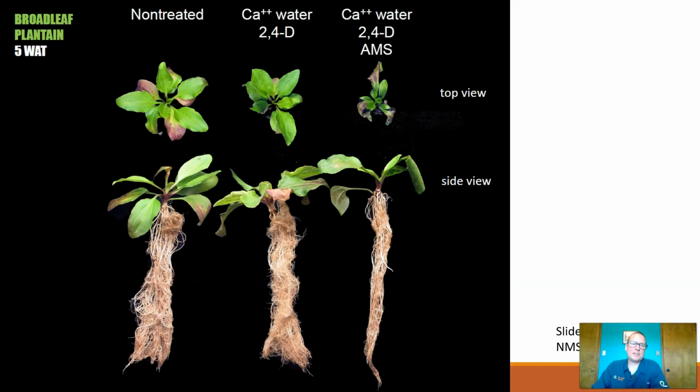Just for a quick example of what it looks like if you do or don't account for hard water, this is some broadleaf plantain. The left one is not treated at all, so it grew just fine. The middle one was treated with 2,4-D that was mixed with hard water, and it grew just as fine. The cations in the hard water bound with the acid in the 2,4-D, making it ineffective. Then on the right, it's 2,4-D that was mixed with hard water that had been treated with ammonium sulfate to account for the hardness. The 2,4-D, as you can see, was much more effective, reducing the root growth and plant growth of that broadleaf plantain.